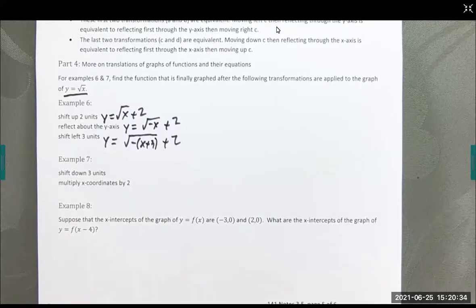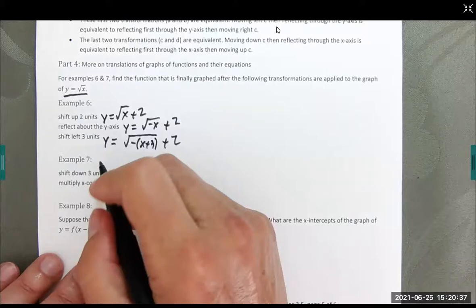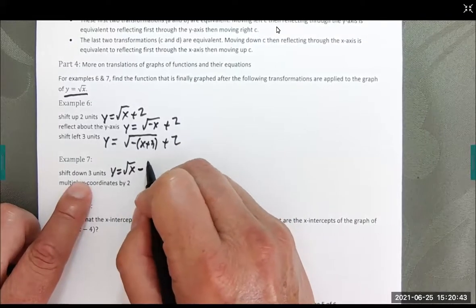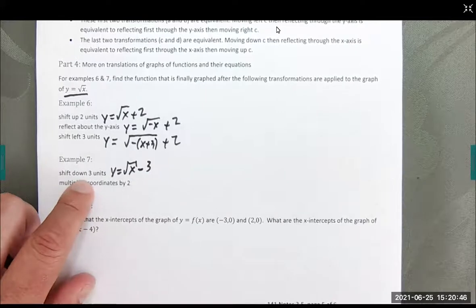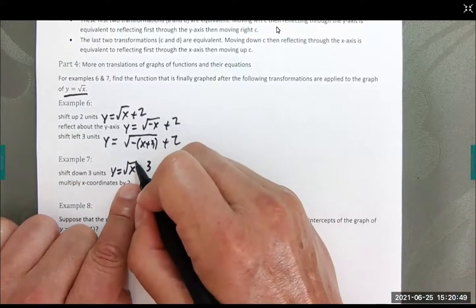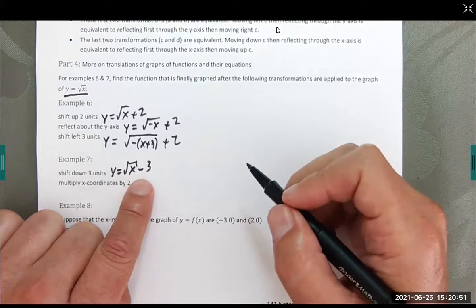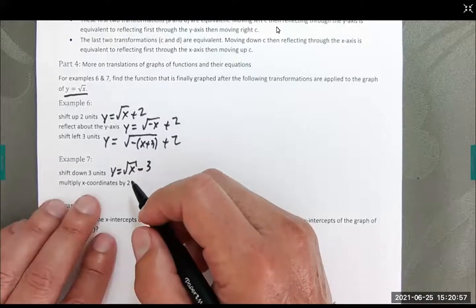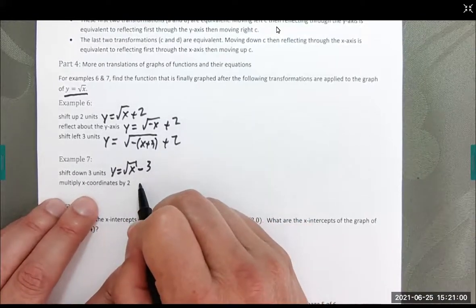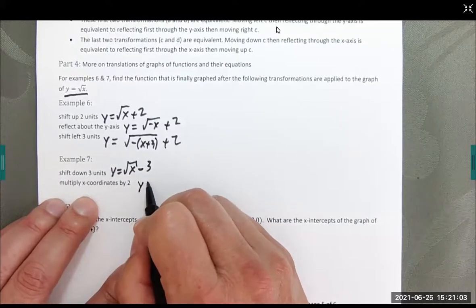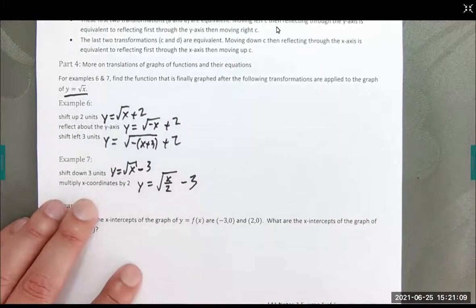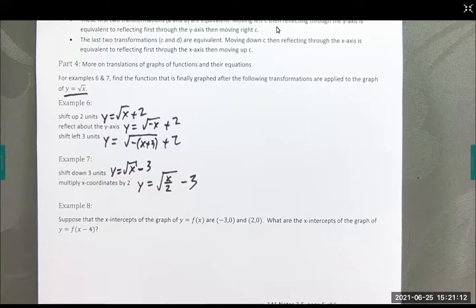Let's do one more. So y equals root x is our parent, and this one says shift it down by 3 units, so minus 3. Now, if your handwriting isn't perfect, like mine's definitely not perfect, what I do sometimes is put a little tick down there just to make it clear that that minus 3 is not under the radical. Multiply the x coordinates by 2. This one gets a little tricky. When it says multiply x coordinates by 2, we're going to do exactly the opposite, and we're going to divide the x coordinates by 2. If you remember from the previous page, we do exactly the opposite.